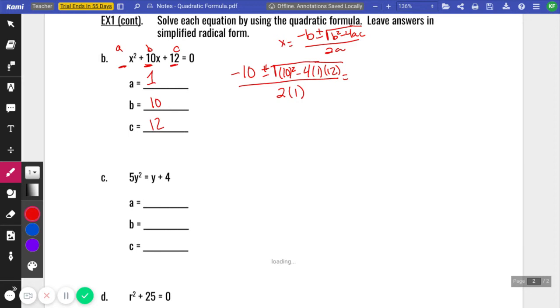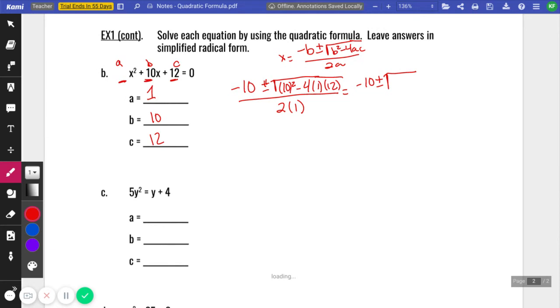The first thing we want to do is get that discriminant simplified down. So if I do 10 squared, I know I'm going to get 100. And then I have negative 4 times 1 times 12. So I've got 100 minus 48, and that would give me 52 as my discriminant. And then I'm going to put it all over 2.